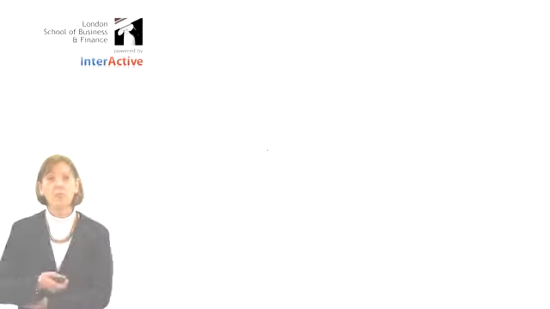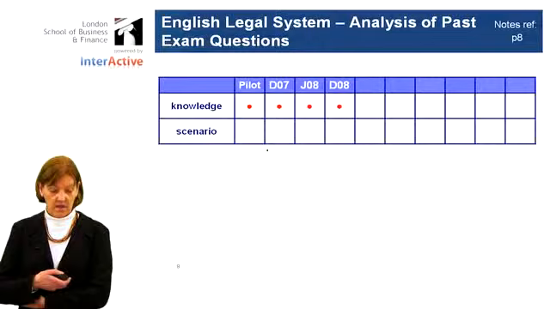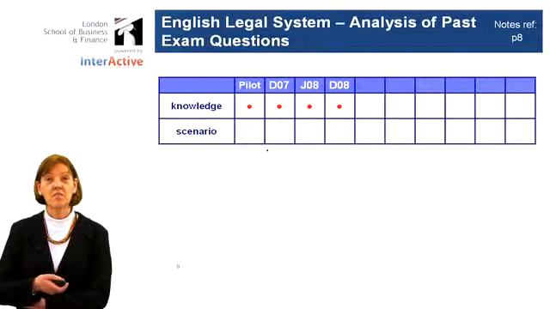Chapter 1 covers English legal system. And how important is English legal system in terms of numbers of questions? Well, as you can see, there's always been a question on English legal system, just one, and it's always been a knowledge-based question. And actually, it's always question 1 on the paper.